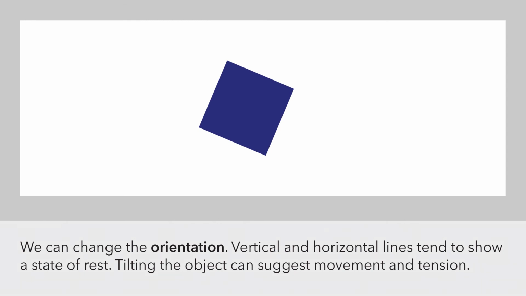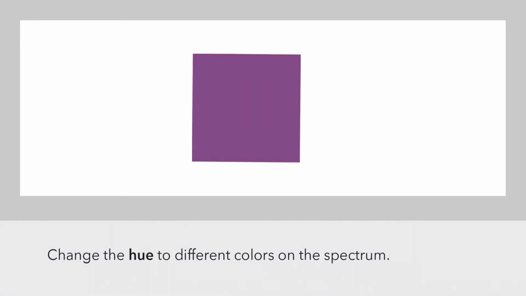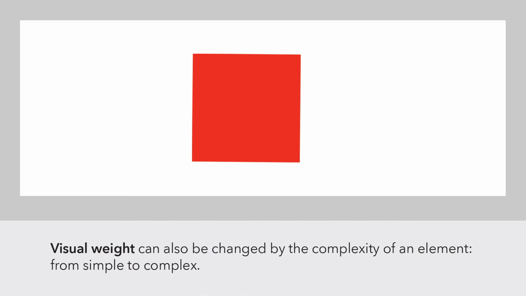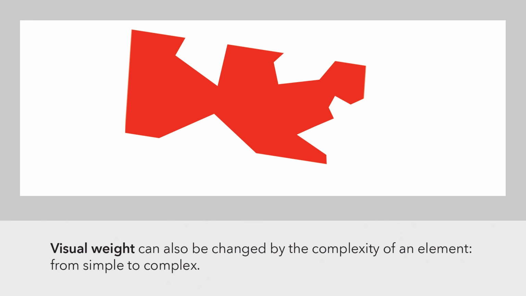We can change the color of the object in a number of ways. We can change the value from light to dark. We can change the hue to different colors on the spectrum. We can also change the saturation or the intensity of that color. This is just the beginning of how we can alter elements to change their visual weight. Visual weight can also be changed by the complexity of an element, from simple to complex.